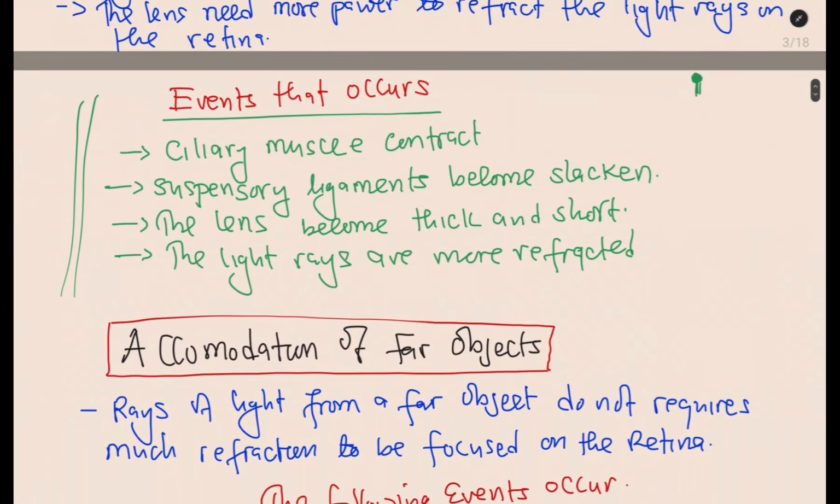Then let us look at the accommodation of the far object. The rays of light from the far object do not require much refraction. They are more parallel, so they do not require much refraction power, which means it needs a thin lens, so it is able to be refracted just easily.